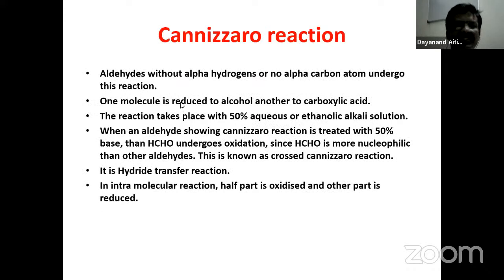Cannizzaro reaction. My dear students, Cannizzaro is also very important. Aldehydes without alpha hydrogens or no alpha carbon atom undergo this reaction. One molecule is reduced to alcohol, another is oxidized to carboxylic acid. The reaction takes place with 50% aqueous or ethanolic alkali solution. When an aldehyde is treated with 50% base, formaldehyde undergoes oxidation since it is more nucleophilic than other aldehydes. This is known as crossed Cannizzaro reaction.